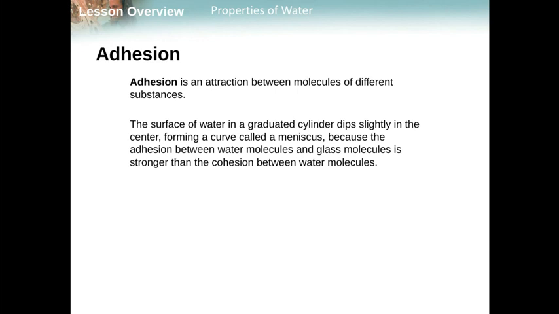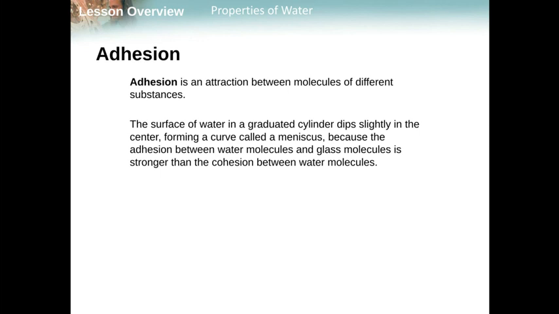Now, adhesion is an attraction between molecules of different substances. So when you look at a graduated cylinder, you see what's called a meniscus, how it will dip slightly in the middle of the graduated cylinder because the water molecules are actually grabbing onto the sides of the graduated cylinder. In terms of adhesion, this is what we also call adhesives, just what we commonly refer to as glue. So like Elmer's glue, super glue, those are all adhesives. We use them every day.